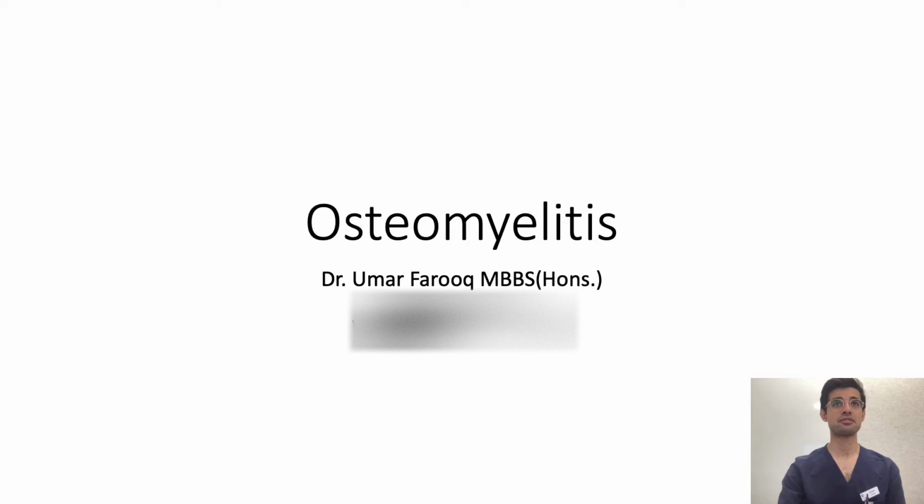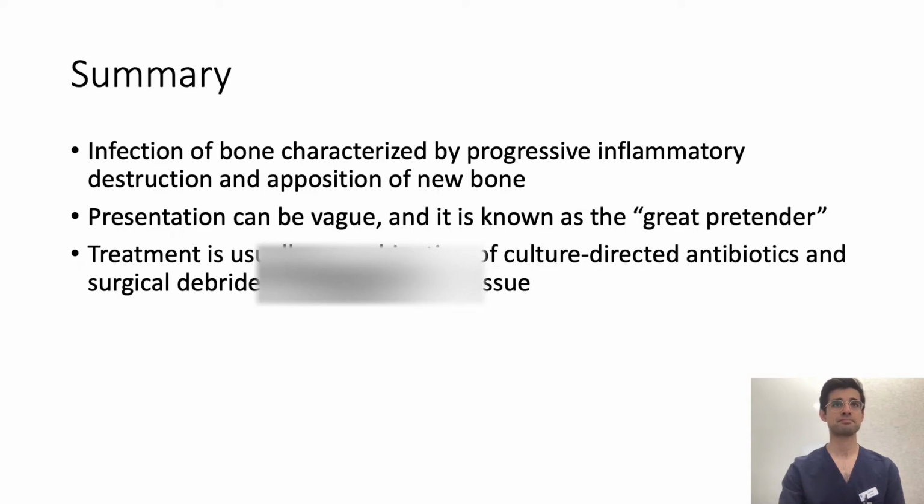Today I'll be giving a refresher on osteomyelitis. So osteomyelitis is an infection of bone and bone marrow characterized by progressive inflammatory destruction and apposition of new bone. It can be quite a varied presentation, and it's known as a great pretender. But in general, this is a condition where treatment is usually a combination of culture-directed antibiotics and surgical debridement of non-viable tissue.